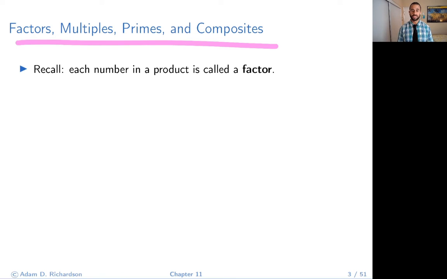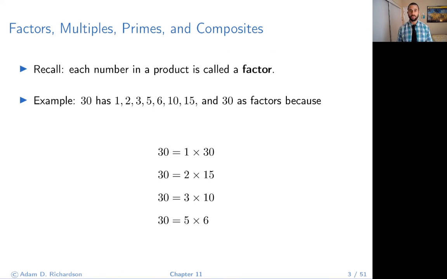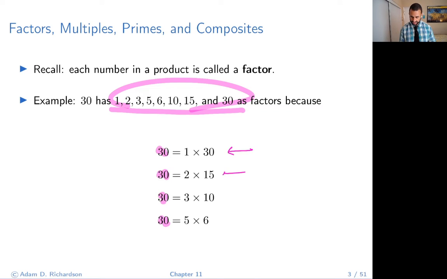First, recall this from earlier. Each number in a product is called a factor. For example, 30 has all of these numbers as factors: 1, 2, 3, 5, 6, 10, 15, and 30. The reason these are all factors of 30 is because we can write 30 as a product using each of these numbers. So 30 is 1 times 30, it's 2 times 15, it's 3 times 10, and it's 5 times 6. Each one of these numbers is a factor of 30. That's what a factor is. Remember, a factor is a number in a product.